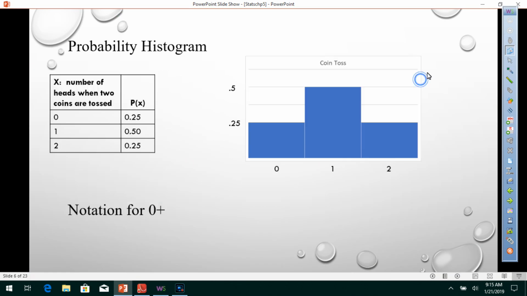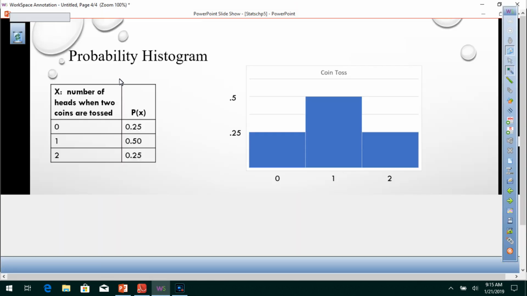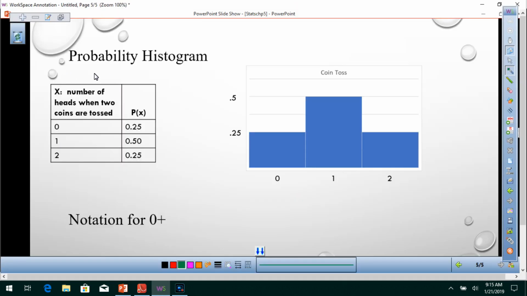And to show you, here is a probability histogram over here, and here we have a table.